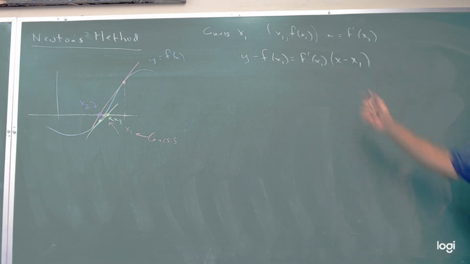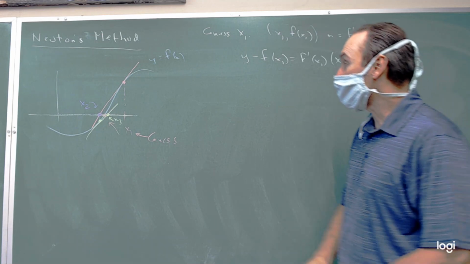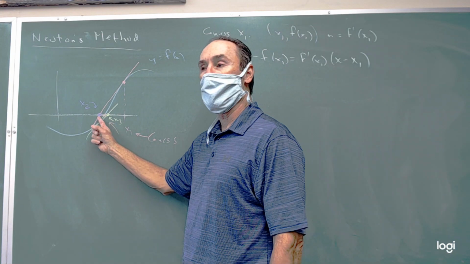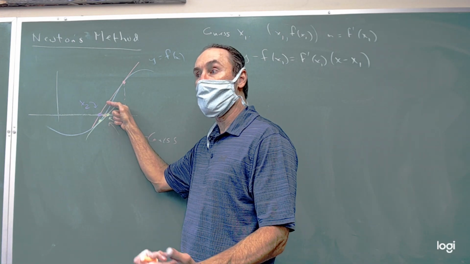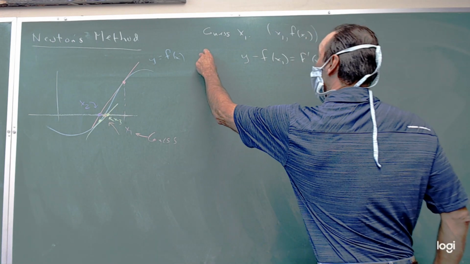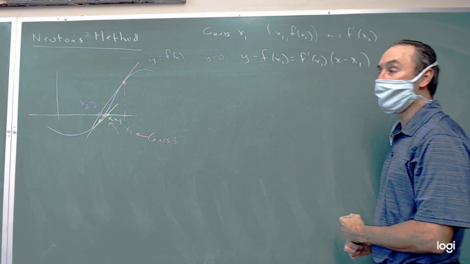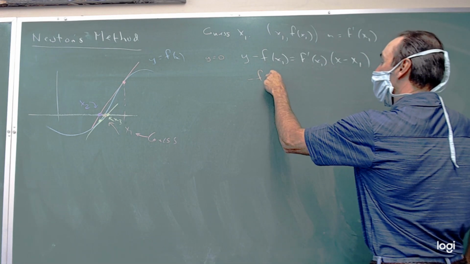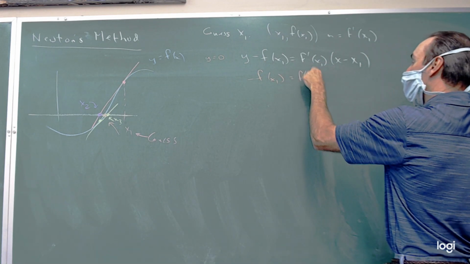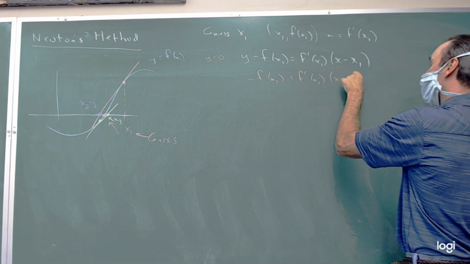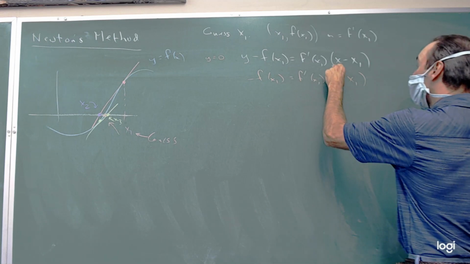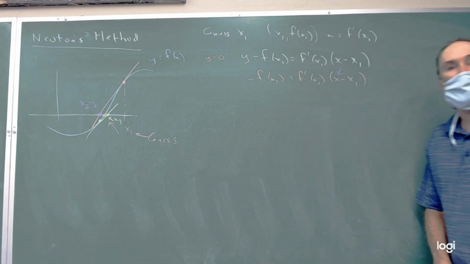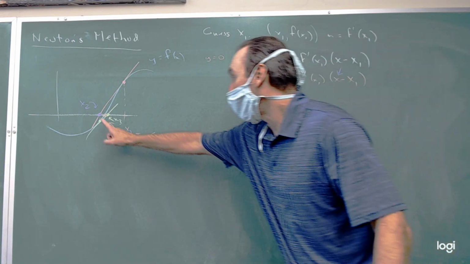There's our tangent line. We run that tangent line until we cross the x-axis. At the x-axis, the y value is 0. So we're going to plug in 0 for the y. So we have negative f of x of 1 is f prime of x of 1 times x minus x1. And now we're going to solve for that value of x, and that's going to become our x of 2.